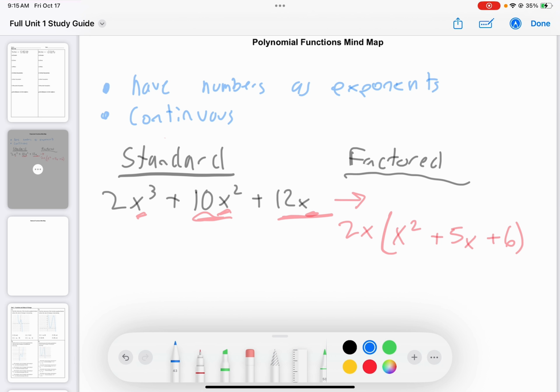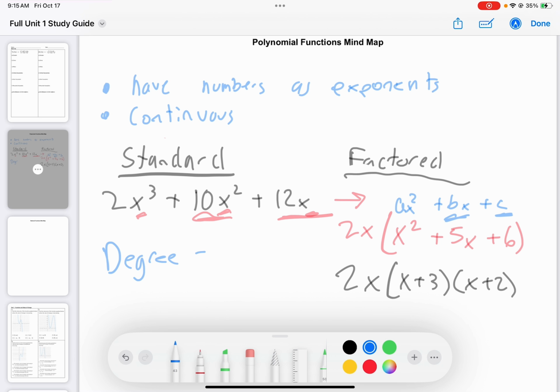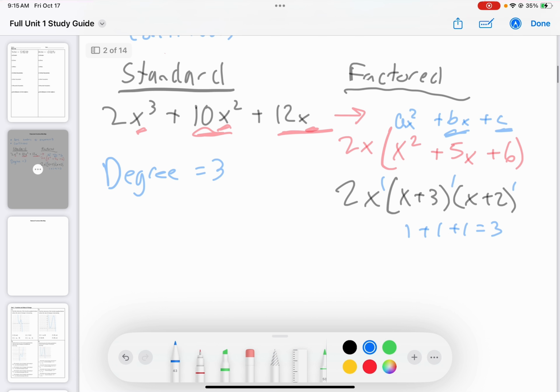Now that I've pulled out that 2x, I can ask myself, because this is in the standard form of a quadratic, what multiplies to C and adds to B? We get 2x times x plus 3 times x plus 2. Notice once again, the degree in standard form is 3. The degree in factored form is also 3. So factored form is helpful for when we want to find the zeros of the function, because now I could just set each factor equal to 0.